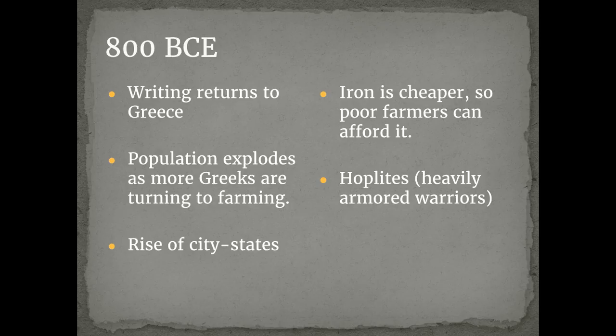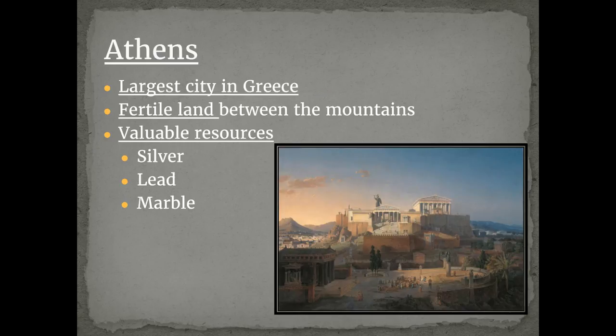During this time, we also know that more and more people can afford weapons and can afford to protect themselves, which might be one reason why, especially in Athens, people saw themselves as equal and formed democracy. Right. So first, we're going to talk about ancient Greece.